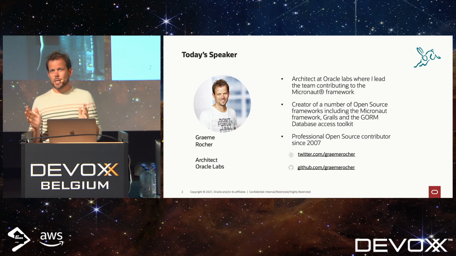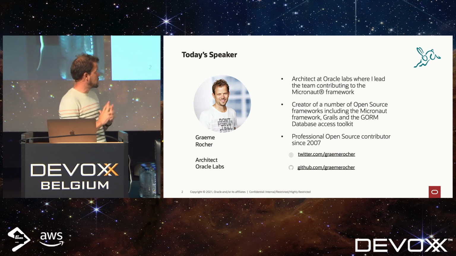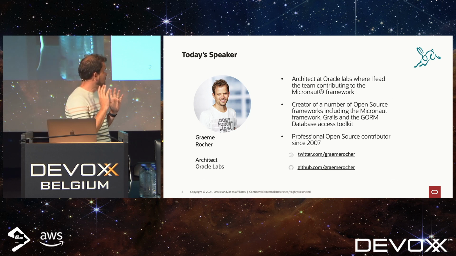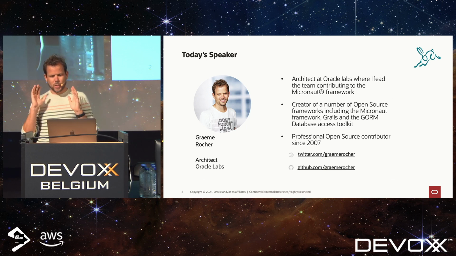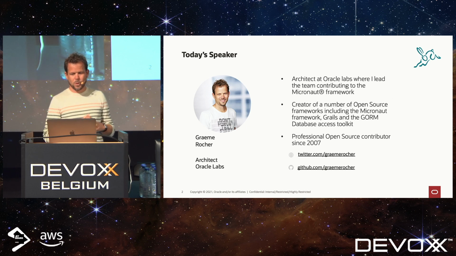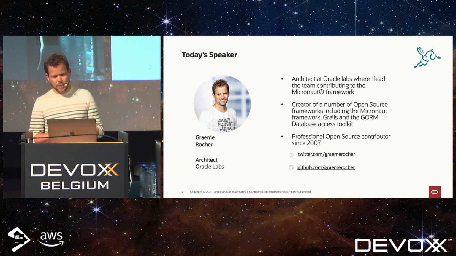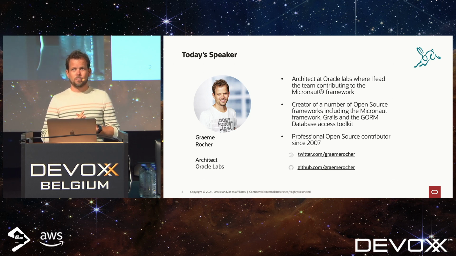For those of you who don't know me, my name is Graeme Rocher. I'm an architect at Oracle Labs. I lead the team at Oracle Labs. We're about a dozen people. We contribute to the Micronaut framework, and we work with the GraalVM team on a daily basis on making GraalVM better. And you can connect with me on social media via those links.